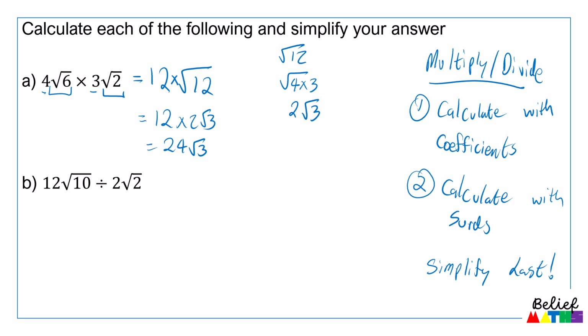For division, we do the same thing. We just look at our outsides. 12 divided by 2 gives us 6. And then 10 divided by 2 gives us root 5. And luckily for us, root 5 doesn't simplify, so that's our final answer, which makes it nice and quick.